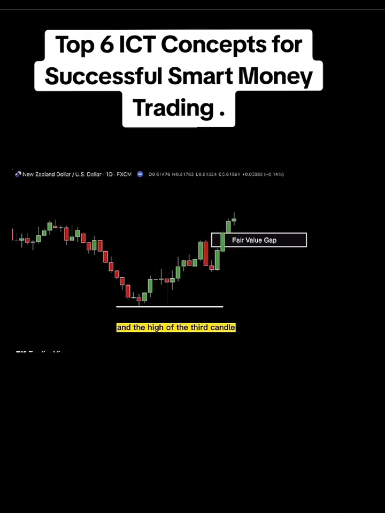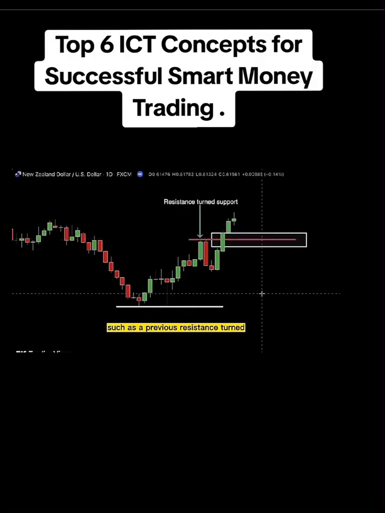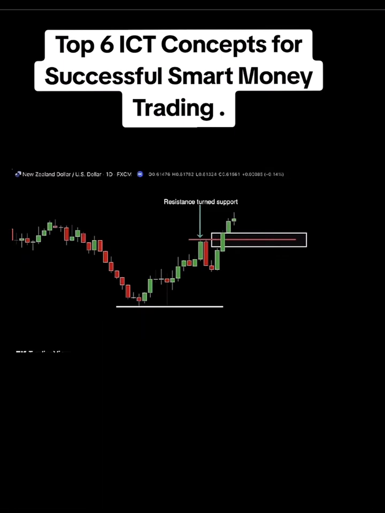In a bearish trend, the fair value gap is marked between the low of the first candle and the high of the third candle. To increase the probability of success, ensure that the identified fair value gap aligns with significant levels, such as a previous resistance turned support in a bullish trend or support turned resistance in a bearish trend.